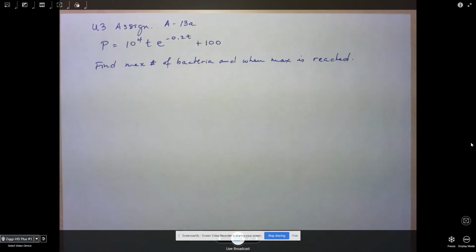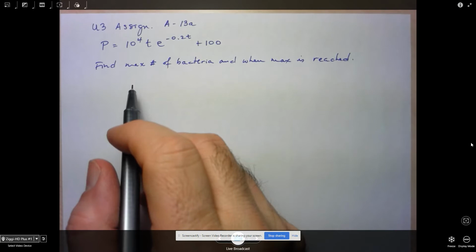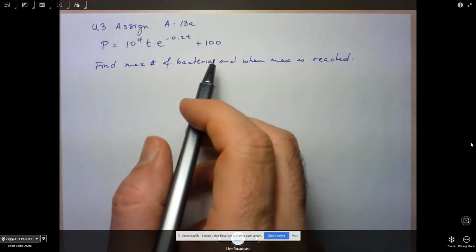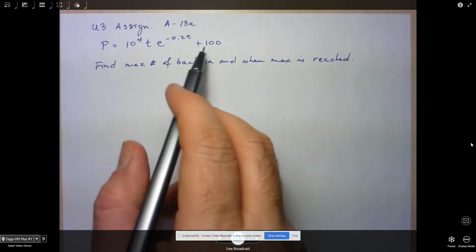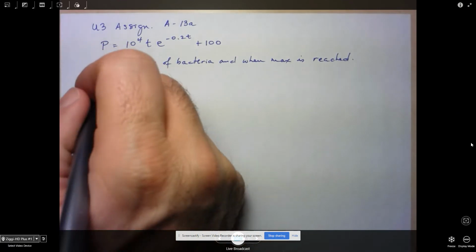Hi folks, we're going to take a look at 13A from part A of the Unit 3 assignment. They give us this model for population growth of bacteria, and they want us to determine the maximum number of bacteria and when it's reached. Okay, so here we're just going to start by taking the derivative, of course.